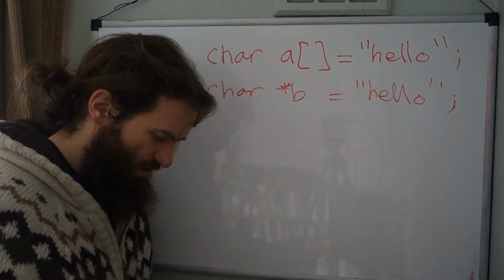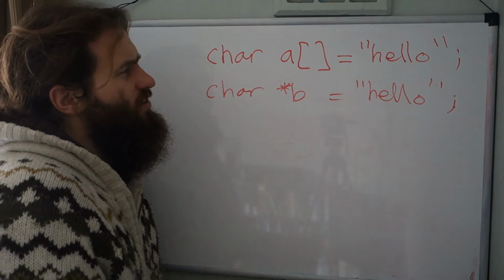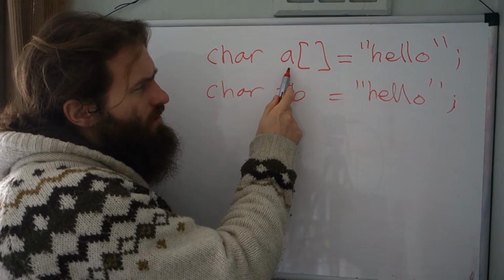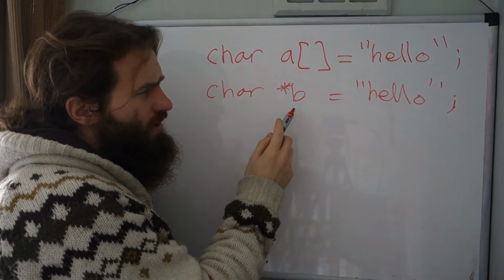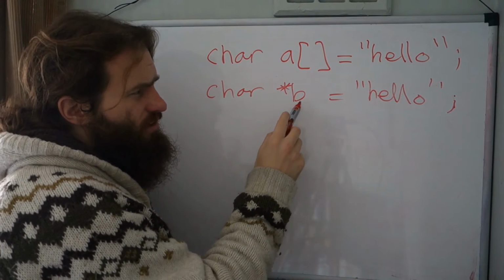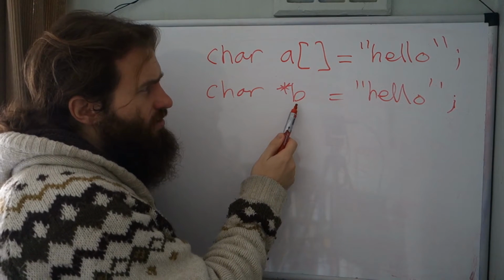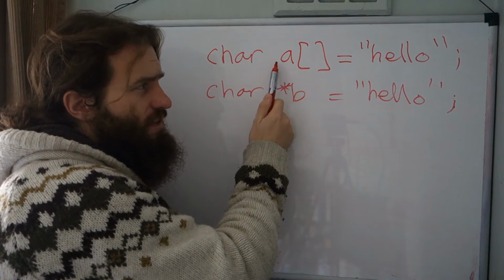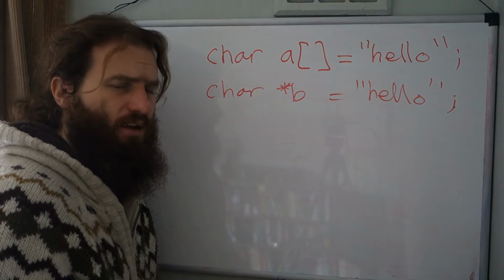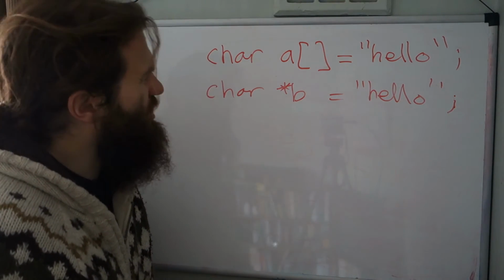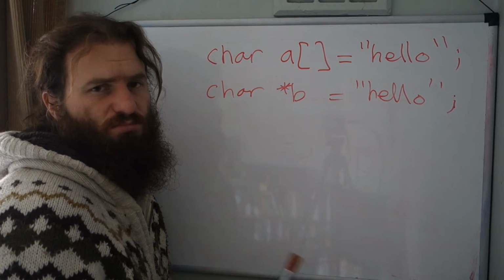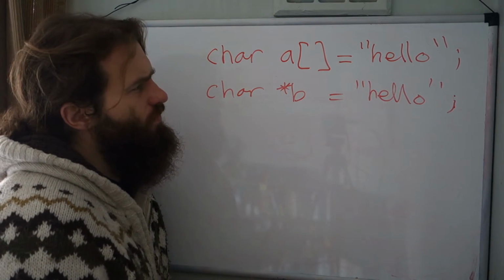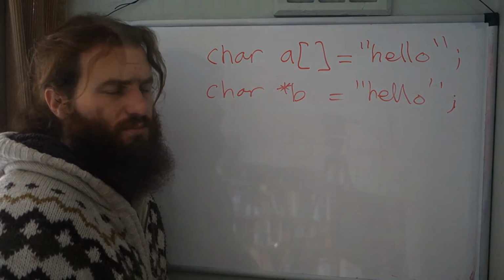They're not the same because the array type is a name given to this character array, whereas B is a pointer to that character array. So this is a memory address, whereas this is just a name for that array. That doesn't really matter. What really matters is that you can pass that into a function that expects a pointer.